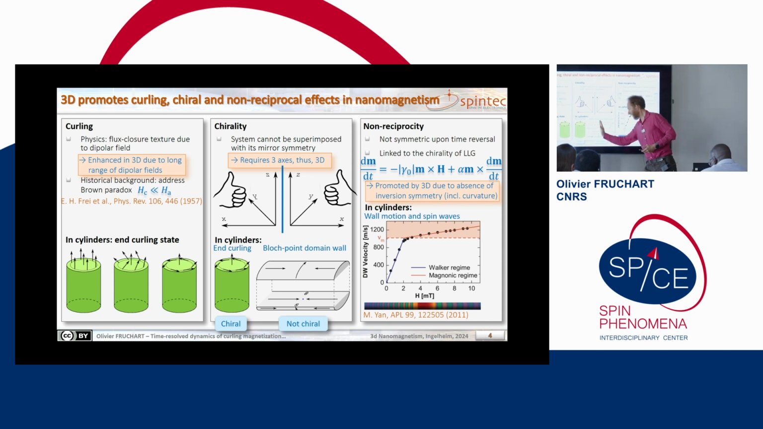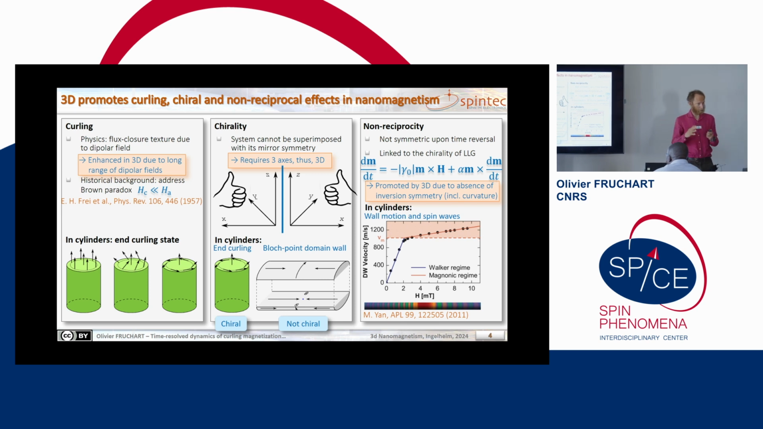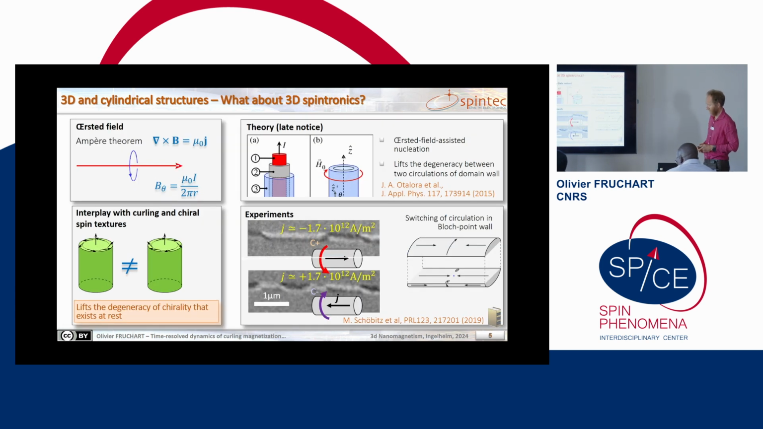Because here you have a mirror symmetry, because you have head-to-head magnetization. It is chiral in dynamics because it moves left or right, but in static conditions, it is not a chiral object. And there are also some dynamic non-reciprocity, but I will not discuss this.